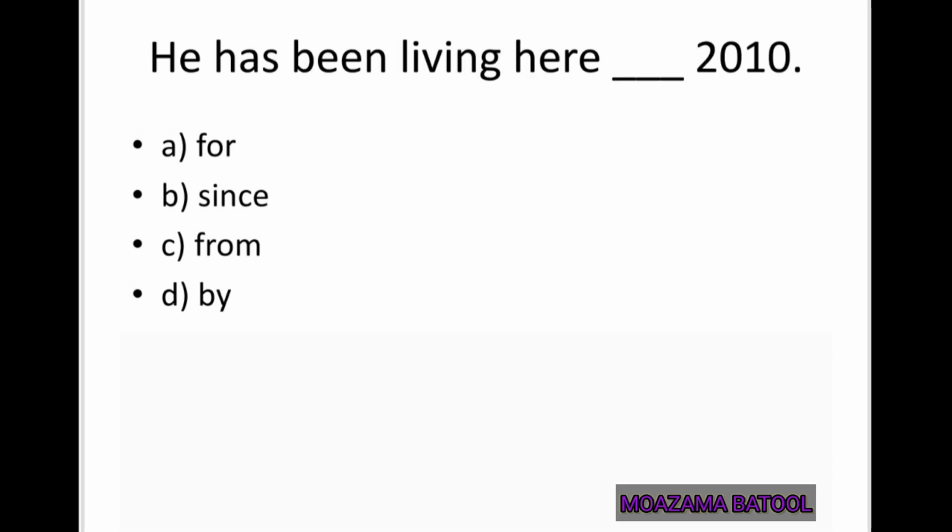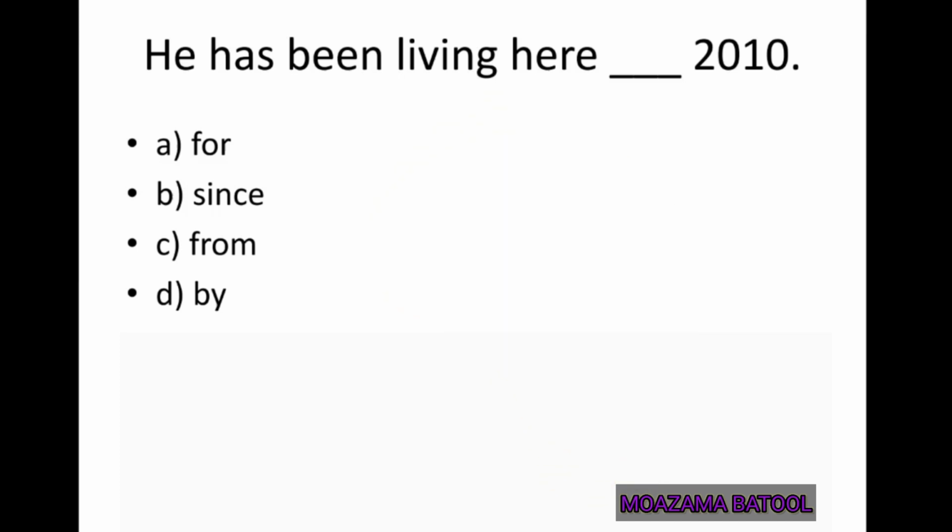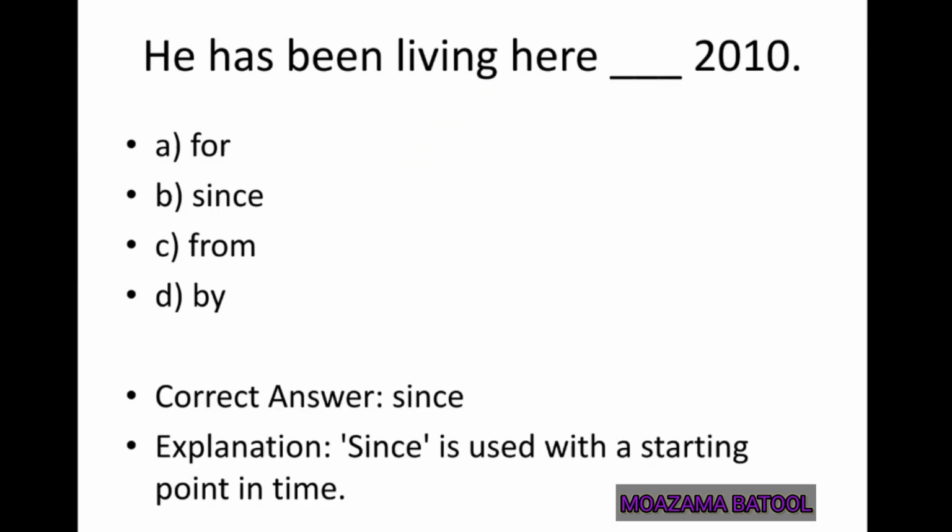Next, he has been living here dash 2010. For, since, from, by. So there we will use since. Since is used with a specific starting point in time.